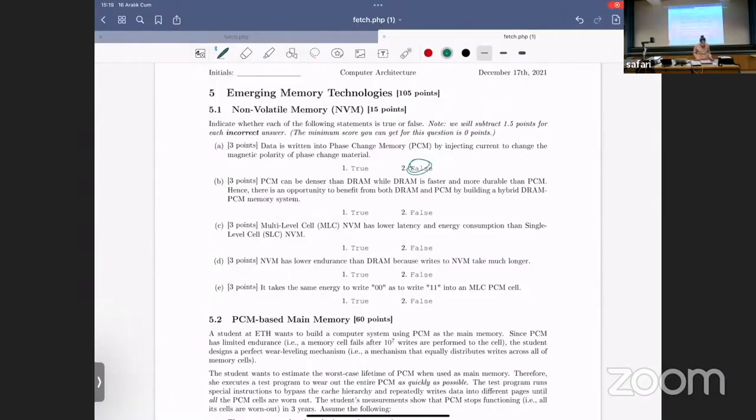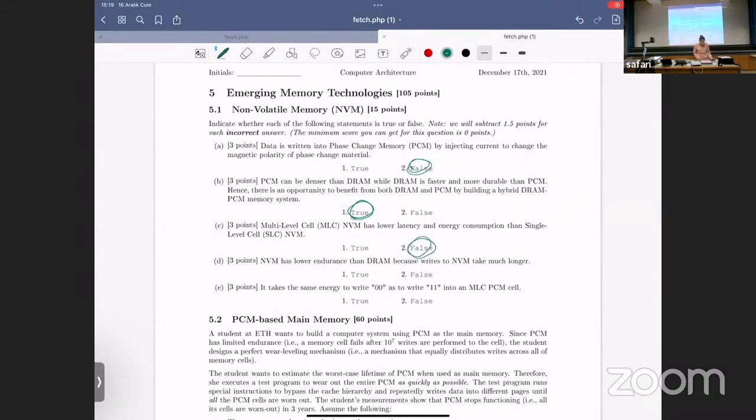The second one is: PCM can be denser than DRAM, while DRAM is faster and more durable than PCM. Hence, there's an opportunity to benefit from both DRAM and PCM by building hybrid DRAM-PCM memory systems, which is true. I think there were some papers explained in the lecture for that one. The third one is: multi-level cell NVM has lower latency and energy consumption than single-level NVM. In this one, both are actually wrong. It requires both higher latency and higher energy consumption.